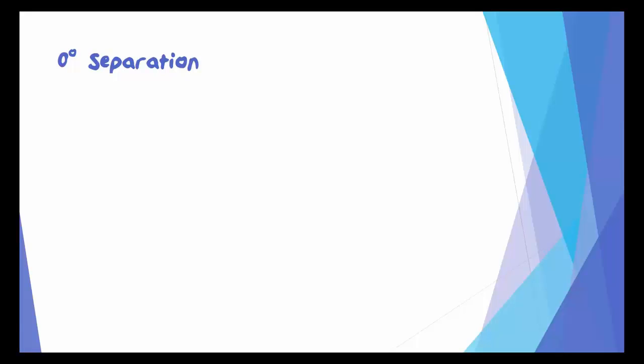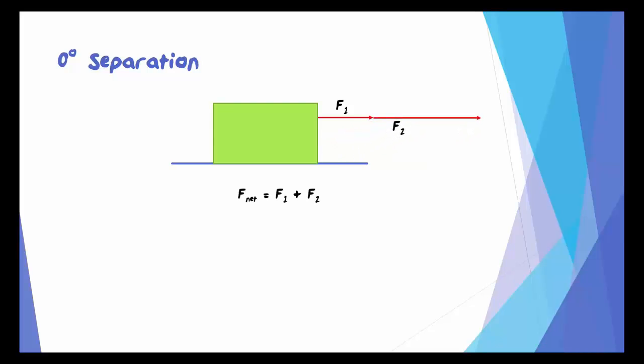Let's look at a case where there's 0 degrees of separation between the two vectors that we're adding. So here's some object, and here are two forces acting on it. It would be easier to see the 0 degrees of separation if I drew these right on top of each other, but then we wouldn't really see both vectors. I still hope you can imagine that there's 0 degrees of separation between the directions that these two forces are pointing. If we combine these, we end up with a net force that is just the sum of F1 and F2. And that's what happens at 0 degrees of separation.